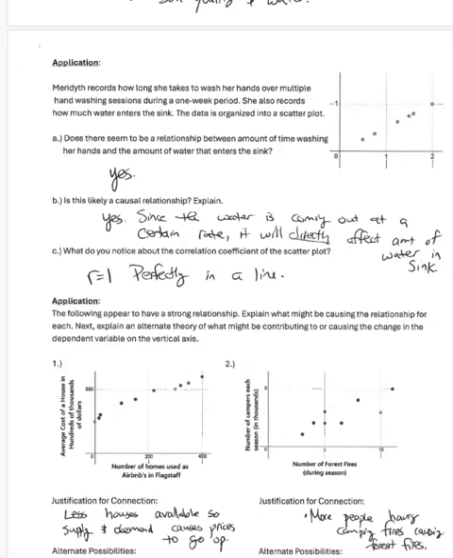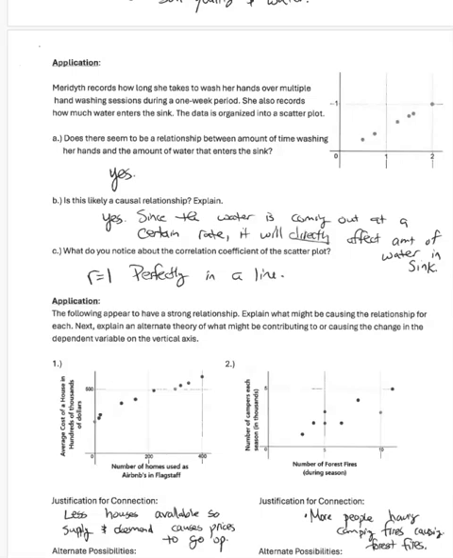Is this likely a causal relationship? And explain. Now you could kind of justify this both ways, but I say yes, because the water is coming out at a certain rate, and it will directly affect the amount of water in the sink. So the amount of time that it is running will directly determine how much water is in the sink. And if students say, what happens if she poured a water bottle in there or didn't turn on the faucet as high, you could argue that as well. But if there's anything that I'm going to say is causal, then this would be it.